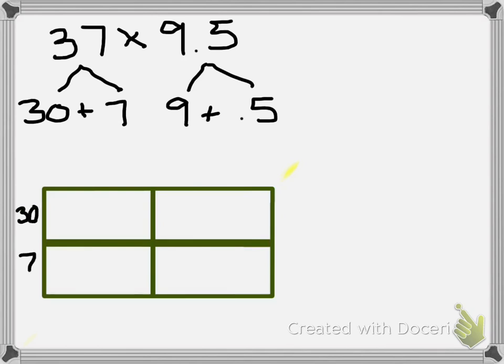And then our other number has a 9 and a 5/10, so we'll go ahead and write those on top. It doesn't matter if you write them on the top or the side, it's all going to come out to be the same because of the commutative property. So we got 9, and over here we got 5/10. Okay, so now all we have to do is start multiplying to find partial products. We're going to start off by multiplying this 9 by this 30. 9 times 30. Well, I know 9 times 3 is 27, so 9 times 30 must be 270.